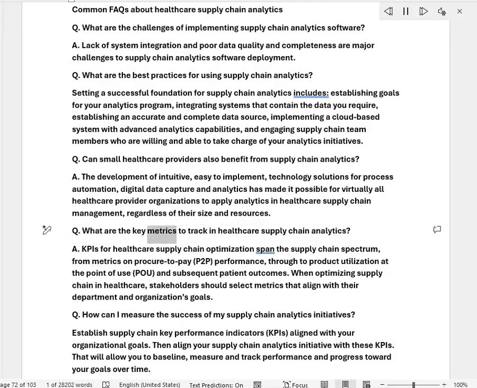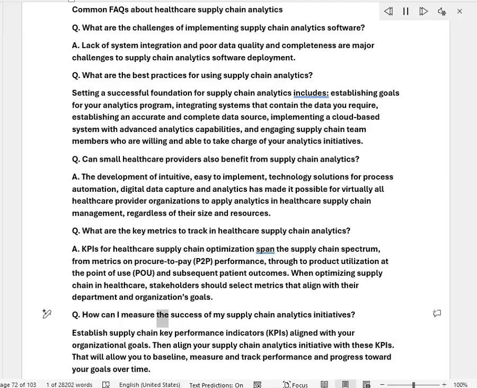Q. What are the key metrics to track in healthcare supply chain analytics? KPIs for healthcare supply chain optimization span the supply chain spectrum, from metrics on procure to pay, P2P, performance, through to product utilization at the point of use, PO, and subsequent patient outcomes. When optimizing supply chain in healthcare, stakeholders should select metrics that align with their department and organization's goals.